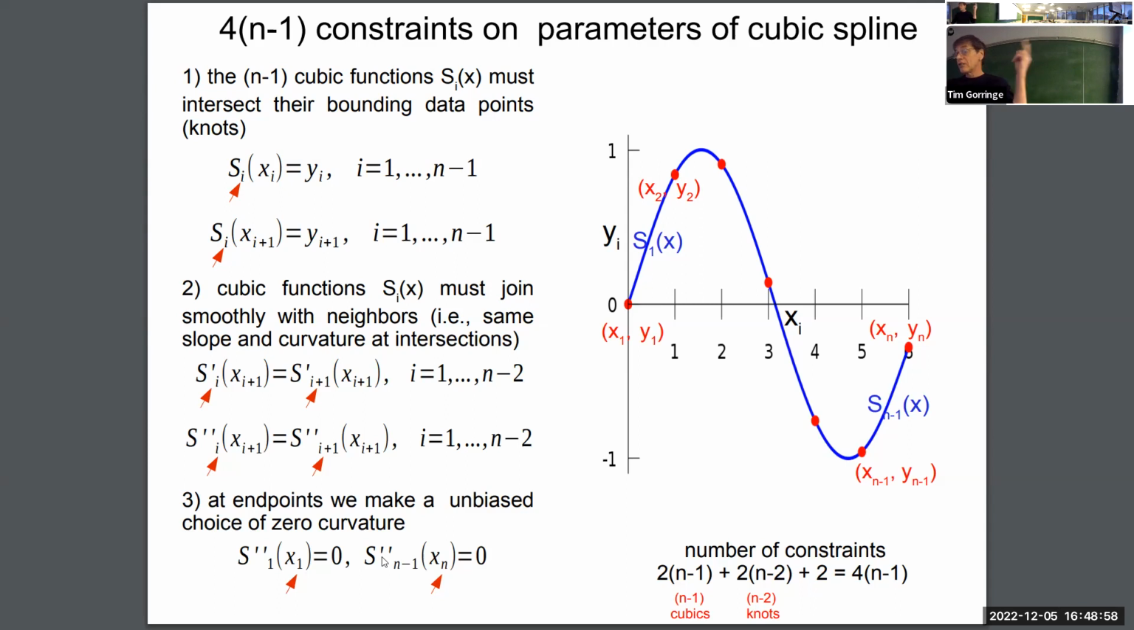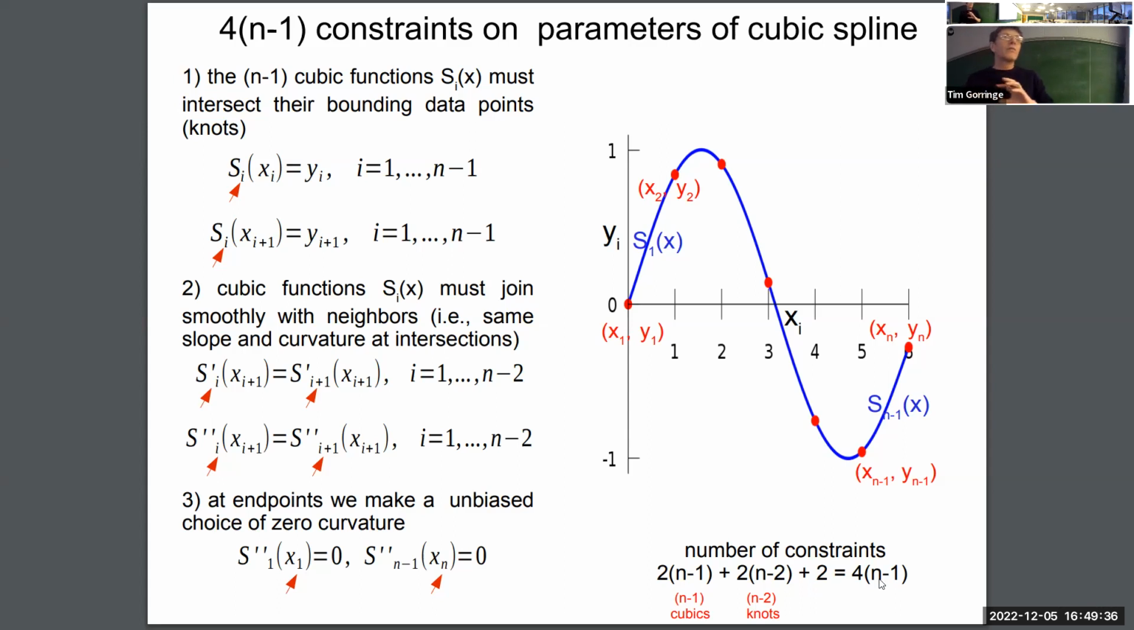So that's two constraints. If you now total up all these constraints, we've got 2 times n minus 1 from the fact that the functions must intersect the points. We got 2 times n minus 2 from the fact that at the knots, the slopes and the curvatures of the joining functions must be the same. And then we got the bookend constraints, 2 of those. And if you add this up, this is 4 times n minus 1 constraints, which is exactly what you need.